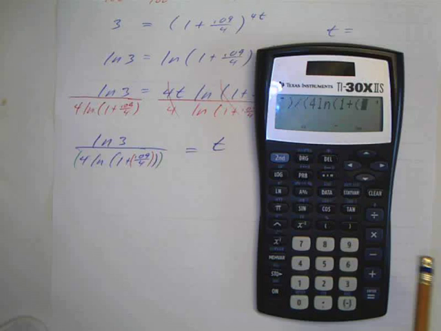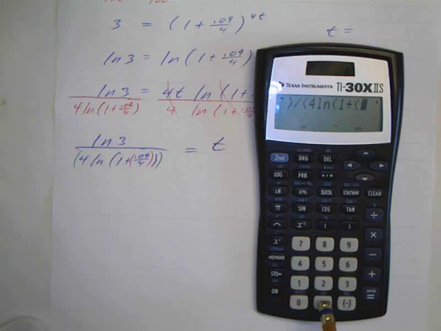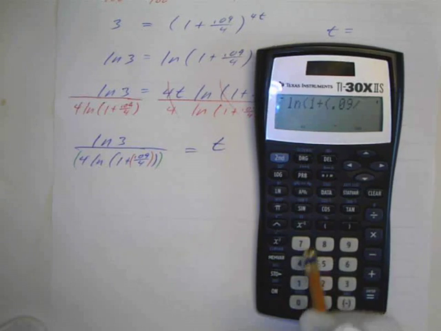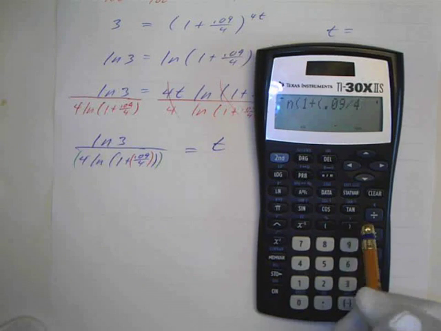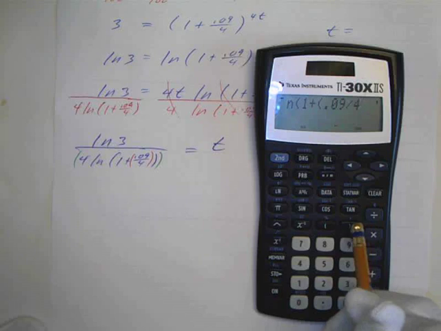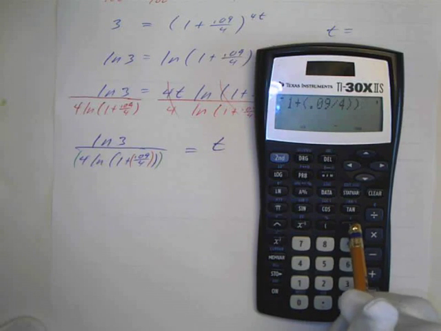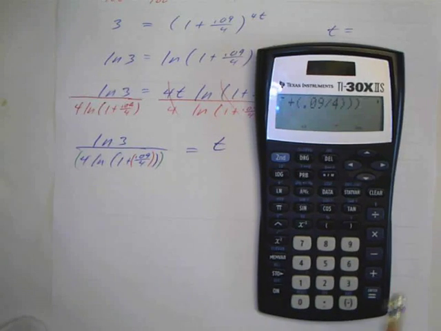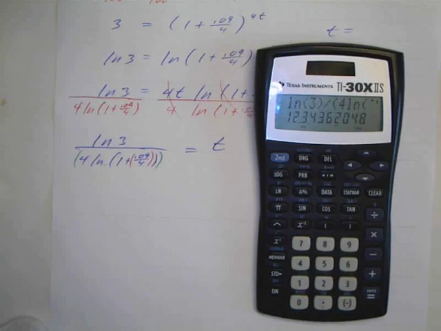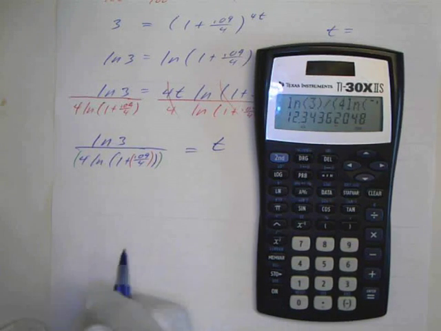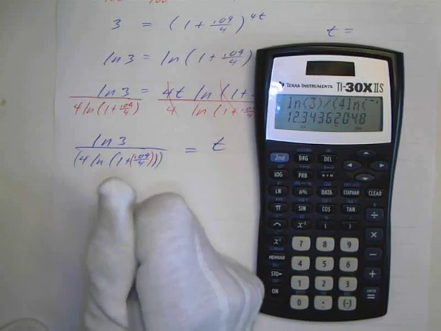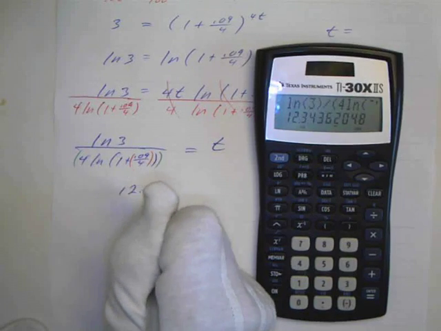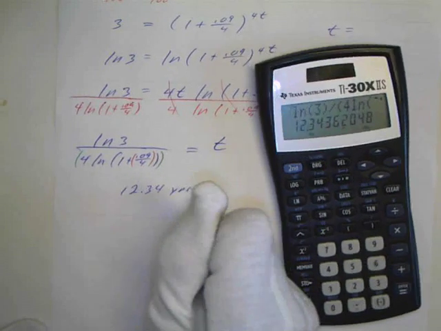So I'll put a parentheses there, and that's going to be 0.09, that's my 9%, divided by, n is 4 quarterly, and then there's my, now how many parentheses do I need? I need 3. 1, 2, 3. So you usually have to kind of model this out so you see what you're doing. And then you press enter, and you get 12.34. So t equals 12.34 years. That would be approximate.